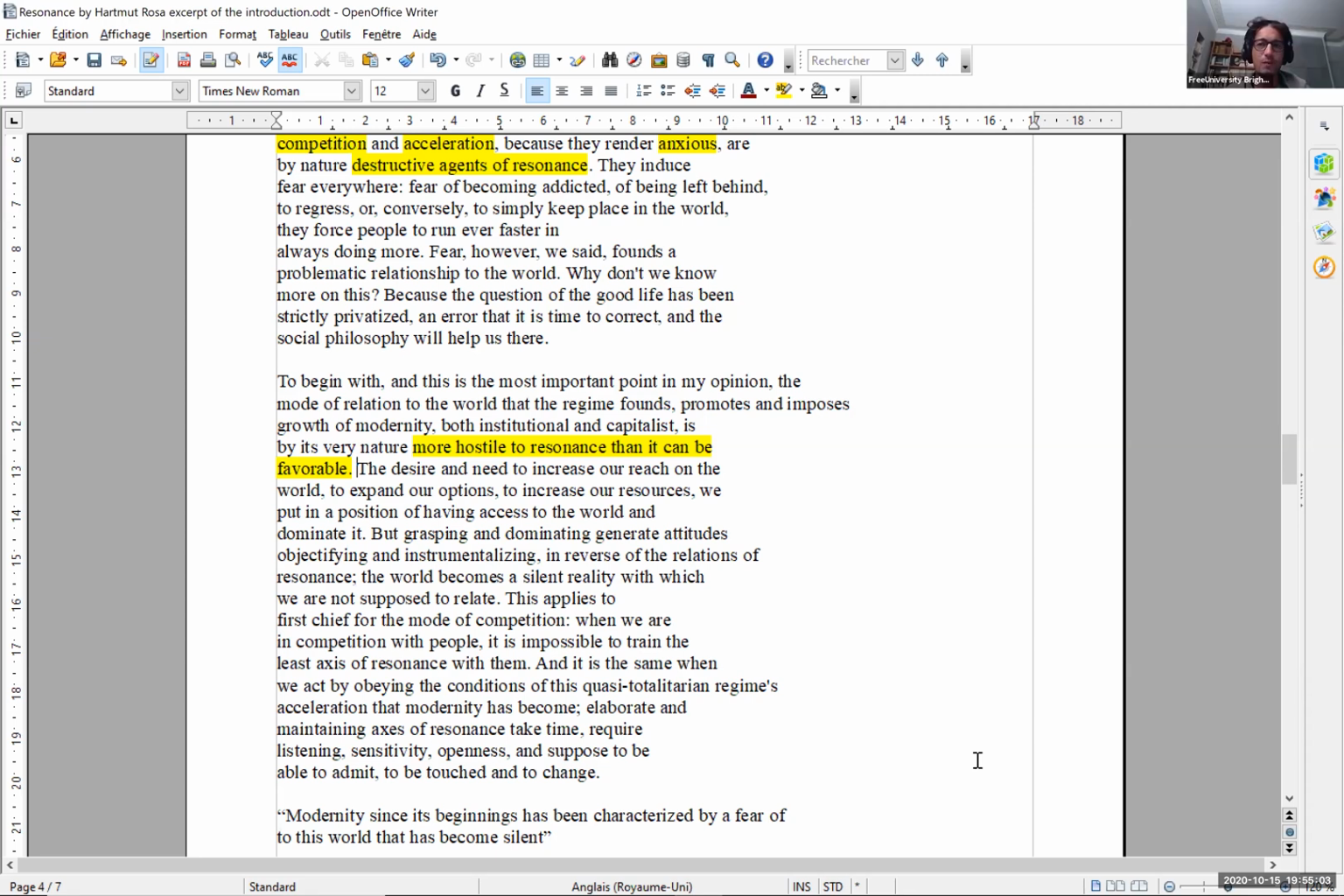I think what we can say is that the relationship between resonance and its potential enemy is nuanced by the person who tries to describe it. It is not saying that the potential enemy renders resonance impossible, yet it makes it harder.